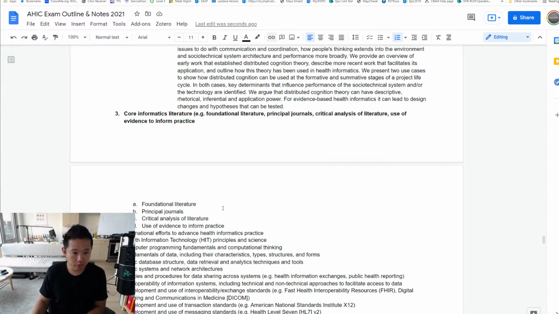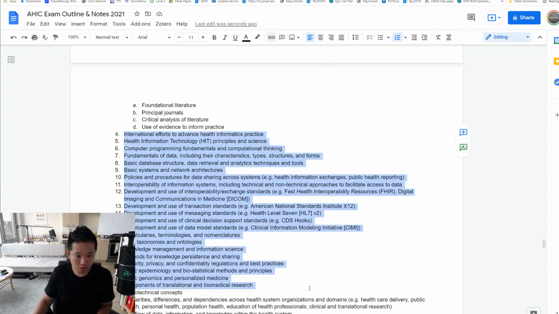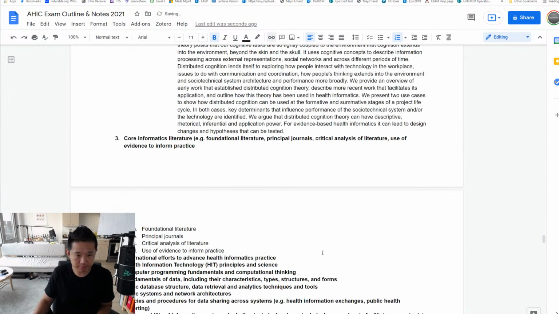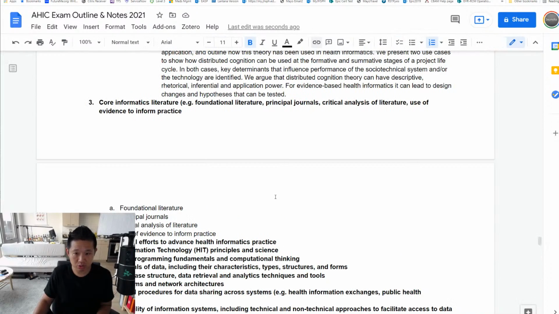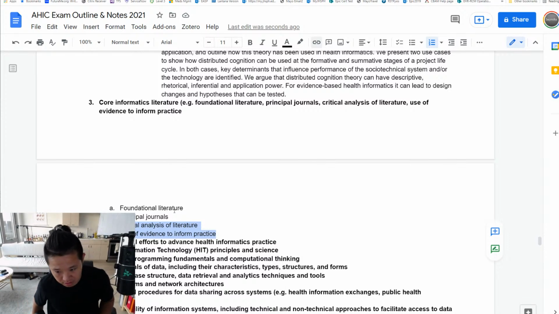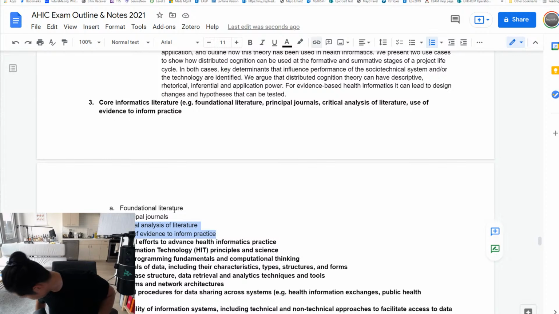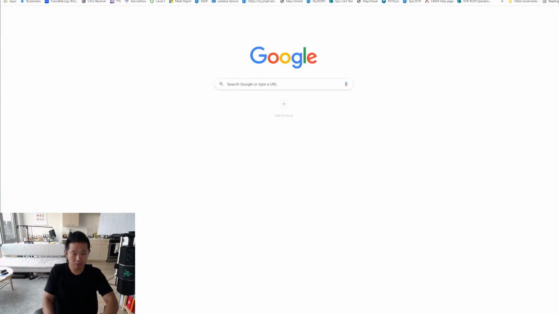All right, core informatics literature. What do you want us to read about? Principal journals should be easy, but foundational literature and critical analysis of literature should be obvious, right? Use of evidence to inform practice. I think just knowing the literature itself, it's self-explanatory that you use the literature to inform practice. I think what they're trying to get at is where you should find your primary sources of literature.